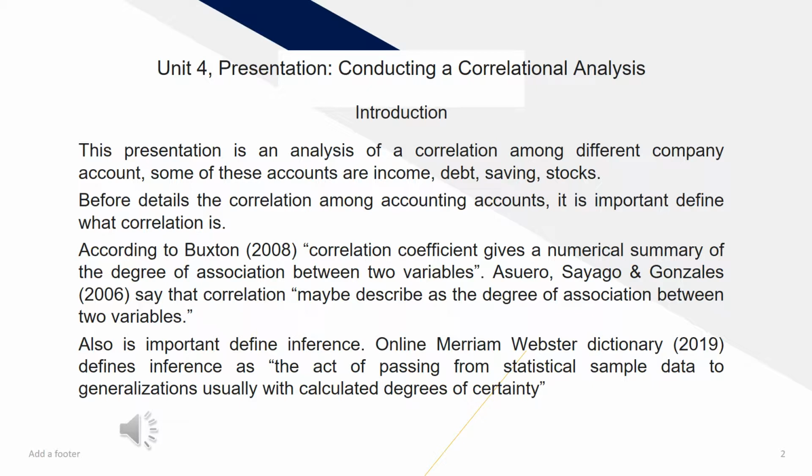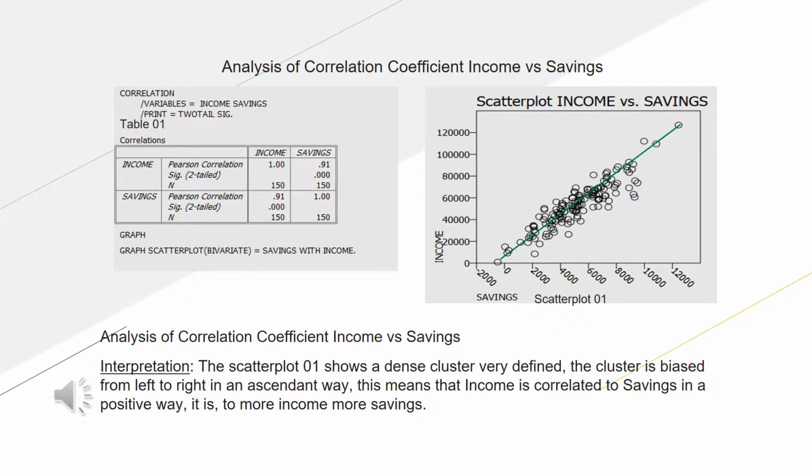Also, it's important to define inference. The online Merriam-Webster Dictionary 2019 defines inference as the act of passing from statistical sample data to generalization, usually with calculated degrees of certainty. Analyzing the different correlation coefficients for company accounts.